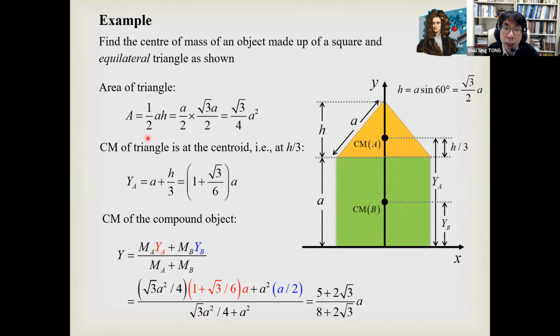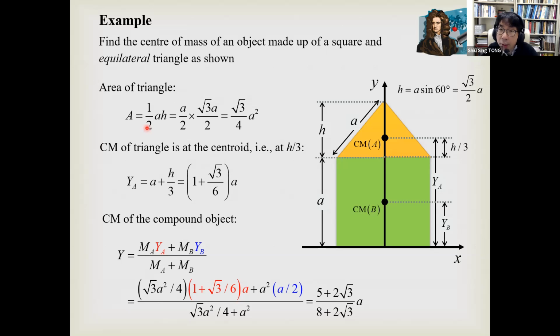Now, first we look at the area of the triangle. The side of the triangle is A. Because it is an equilateral triangle, each of the angles is 60 degrees. So the height is A multiplied by sine 60 degrees. Sine 60 degrees is square root 3 over 2. So the height is square root 3 over 2 times A.